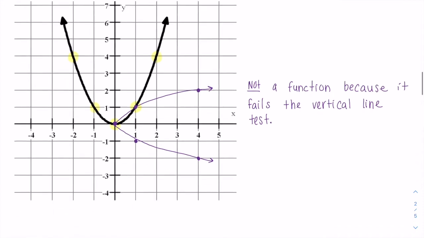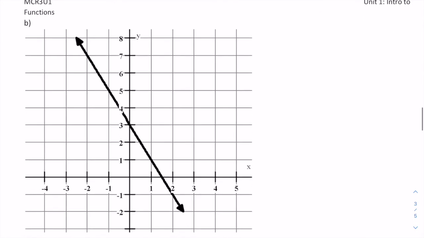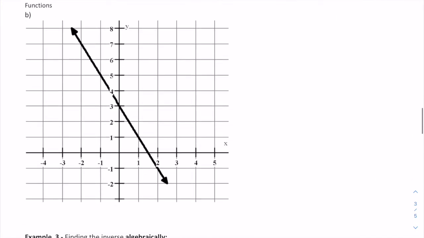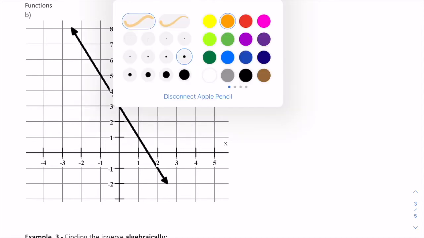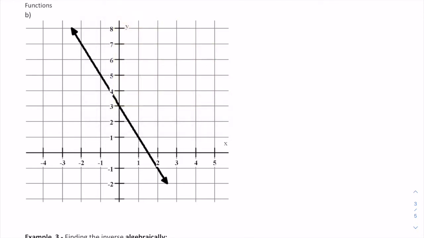Let's try another one. So for this next one, we have this nice little line here, and we're going to start by finding the inverse of it. So we'll start by finding some nice points. So this first one here is negative 2, 7, which swaps to 7, negative 2. We can't fit that on our graph here, but that's not a big deal. We'll leave that one out. We'll still be able to figure it out with the rest of the points.